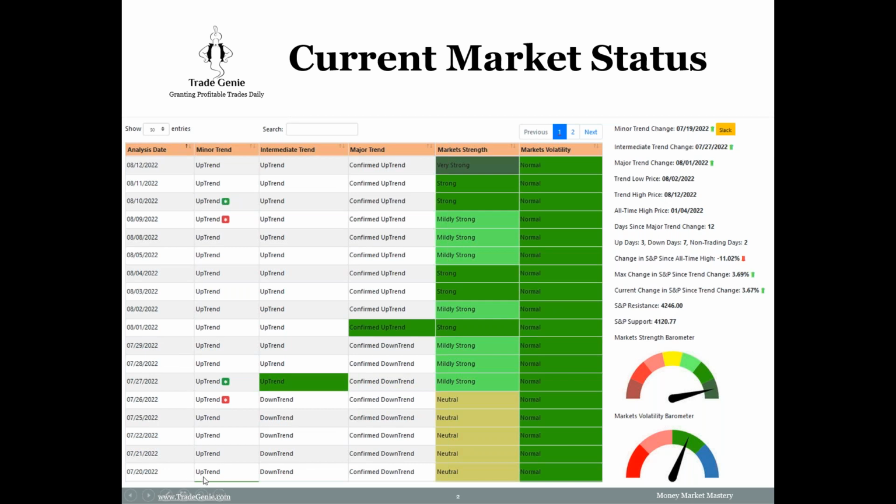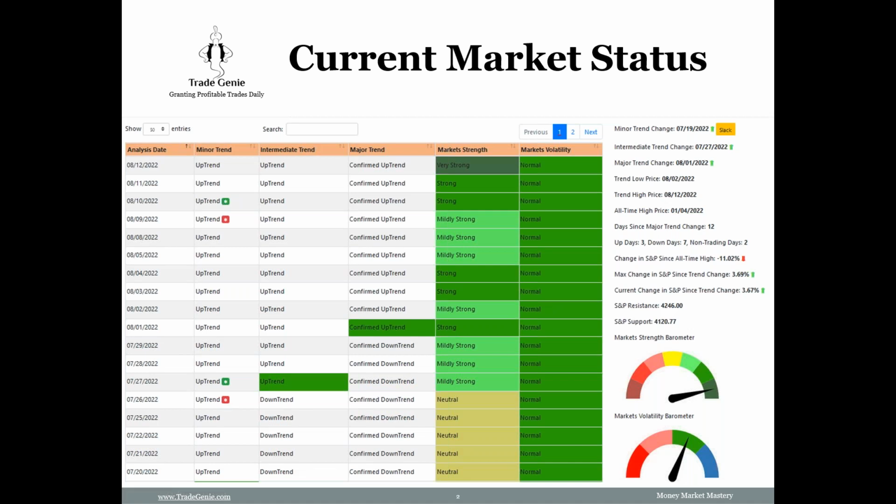Right now, the minor trend started on 19th of July, and since then it's up and up and up. So there's no exit signal. Exit signal comes at intermediate trend. So there's no exit signal. This red asterisk means there was some weakness. Although the market was in uptrend, there was a weakness in the market.